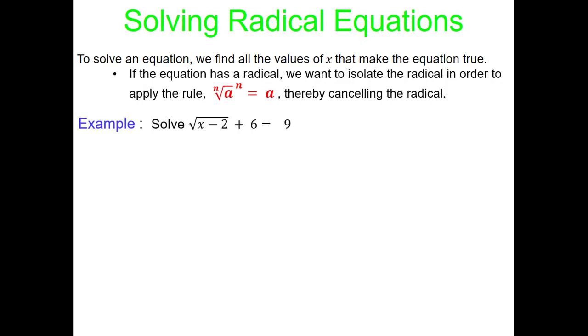So let's take a look at this first example. Notice it involves a square root, so we want to get that square root alone on one side. The first step would be to subtract 6 and make that equal 3. Now if the square root of x minus 2 is equal to 3, then we should be able to square both sides, and that's going to cancel out that square root. So notice that x minus 2 is equal to 9, and therefore if we add 2, we get that x is equal to 11.